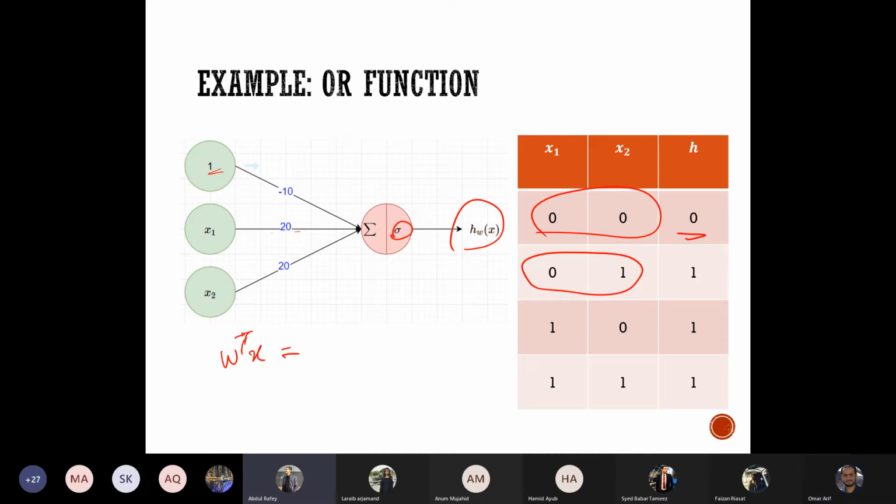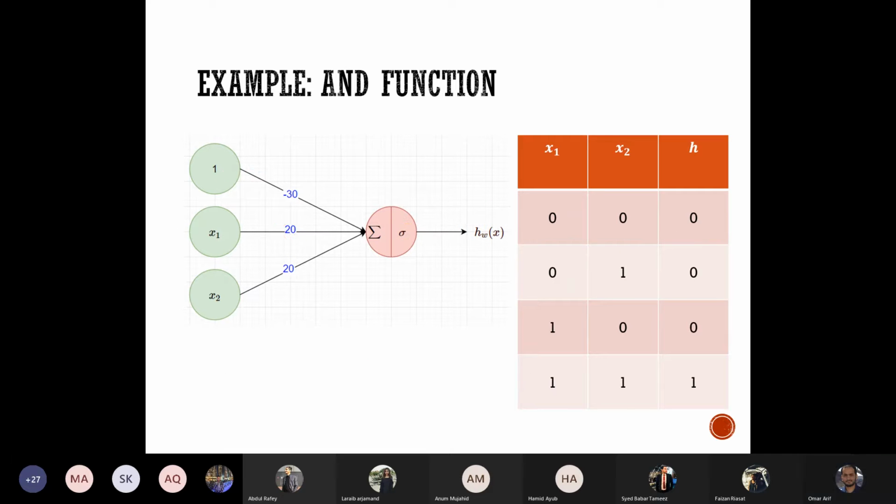Similarly, if we look at the next example 0 1, your W transpose X will be 10. Because your x2 is 20 and the other term will be 0, and 20 minus 10 will be 10, and when you apply sigmoid it is going to give you 1. And similarly for the other examples, so with these weights we can rightly predict the OR function.